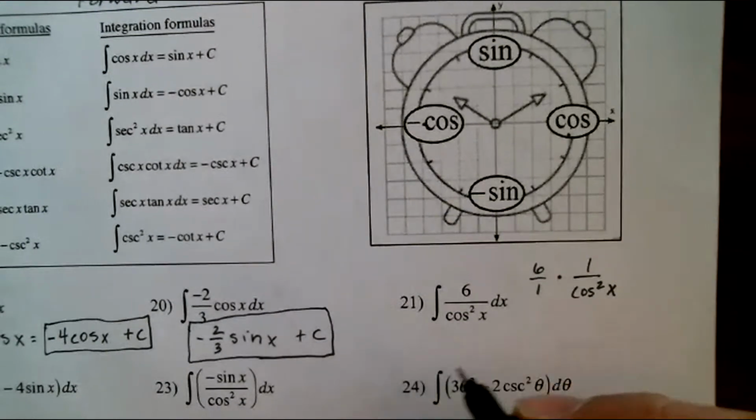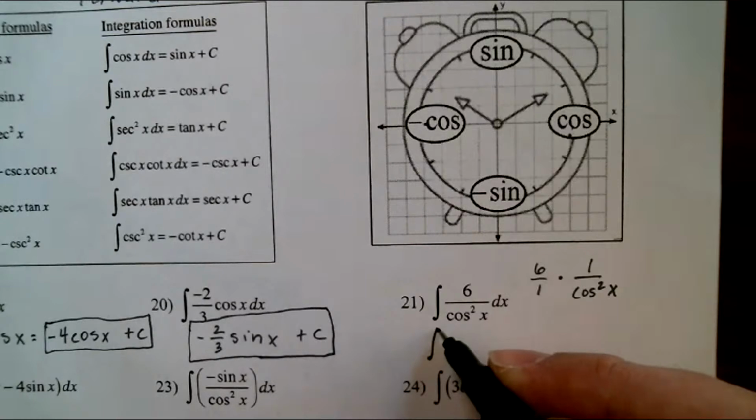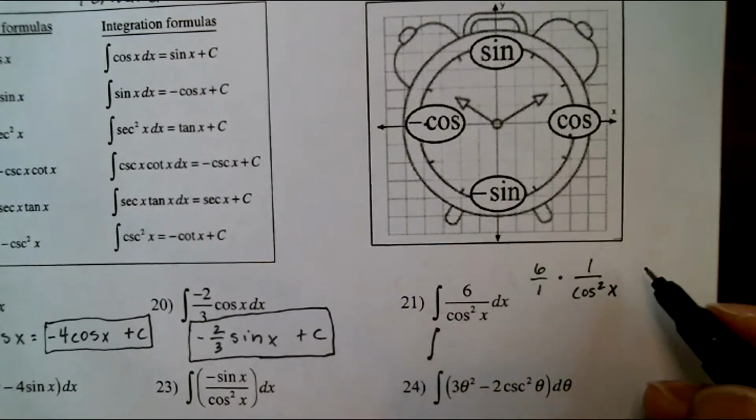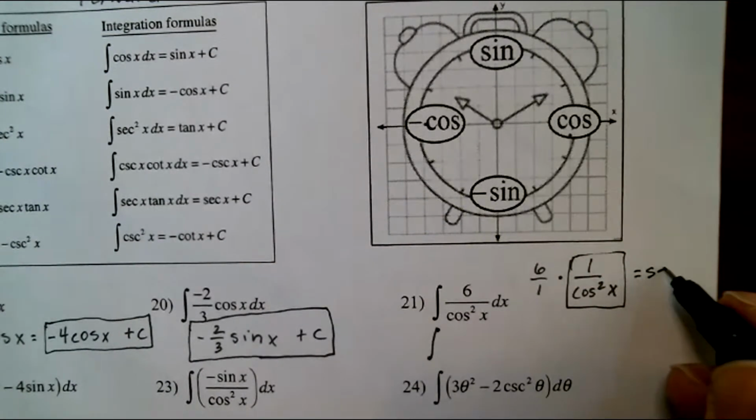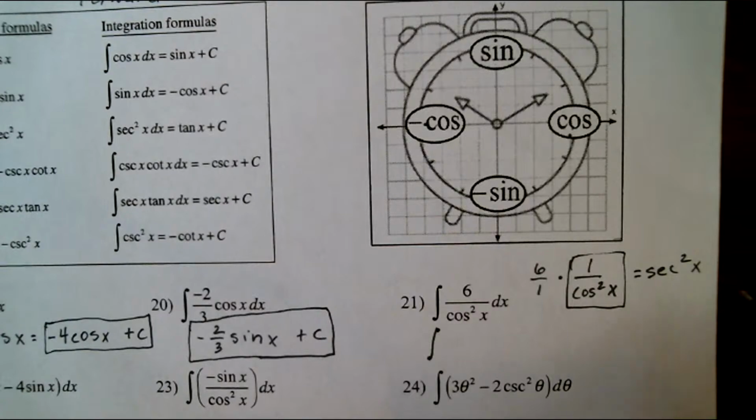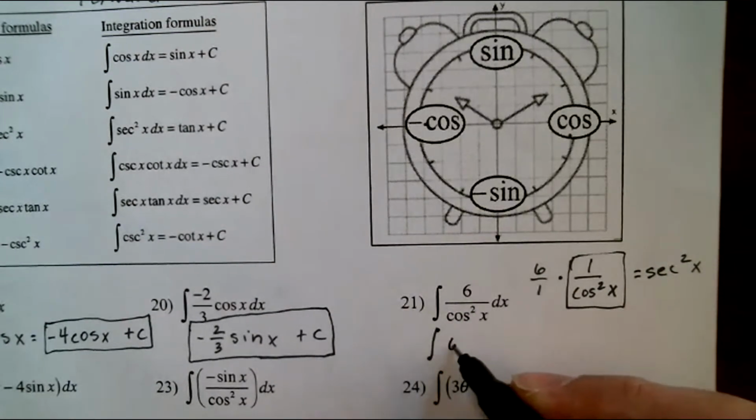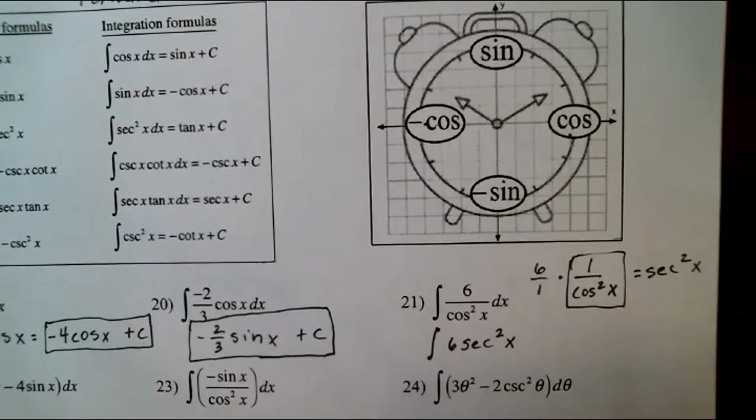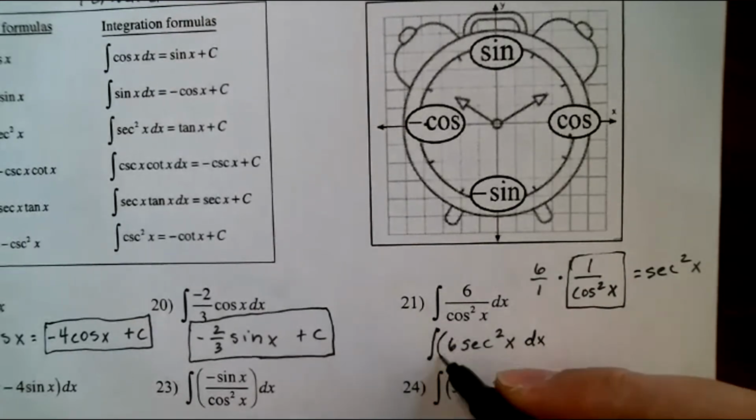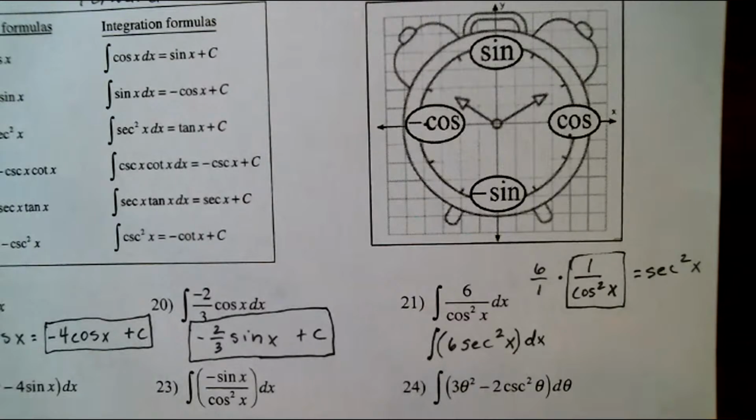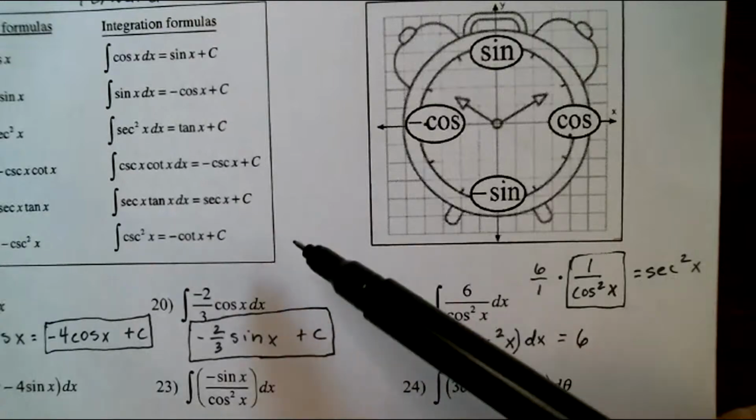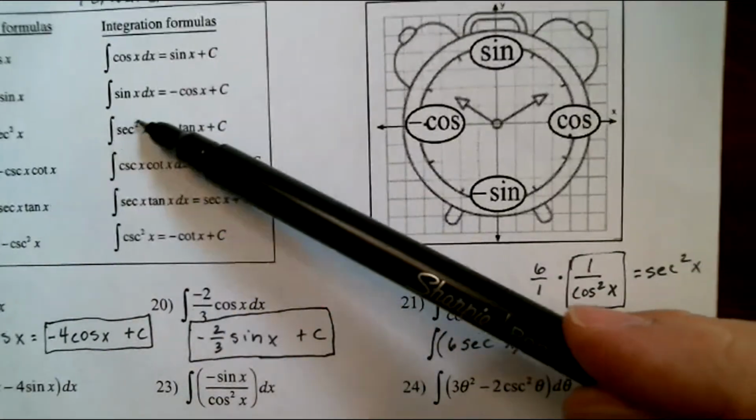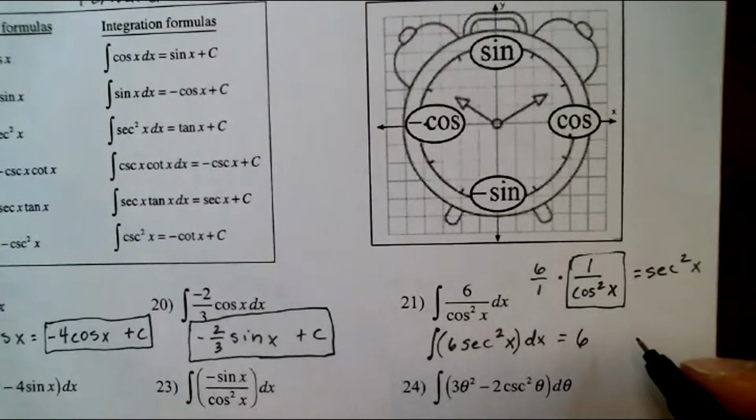So I'm going to rewrite the integral as the integral of 6 secant squared x dx. Then that would be equal to 6 times the integral of secant squared x, which is tangent x. These are just things you're going to have to know, guys, and you're going to have to study them. So 6 tangent x plus c.